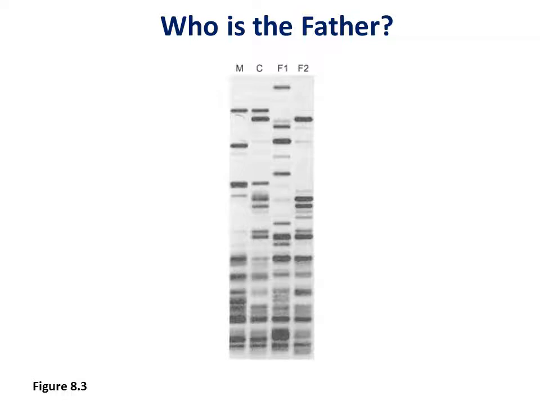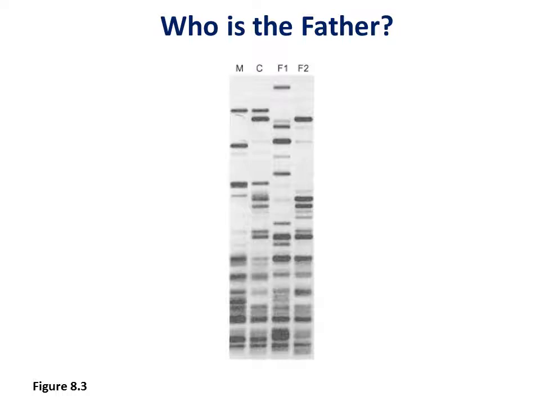So again, here's another type of data set that one might see. We have mother on the left, child next to the mother, and then father 1 versus father 2. Again, every band on this gel that the child has needs to come from either mom or dad. So I'll give you a second to see if you can figure out who's the father. Is it father 1 or father 2?